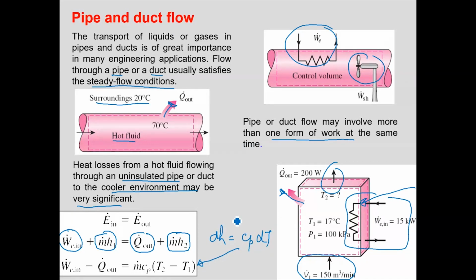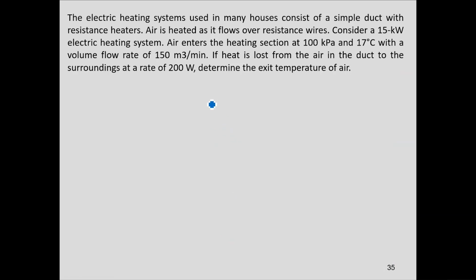So this is associated with the upcoming example that we are about to look into. The upcoming example is an example where you have an electric heating system. So you have an electric heating system which is used in many houses and consists of a simple duct with a resistance heater. Air is heated as it flows over the resistance wire. Air is an essential term over here.